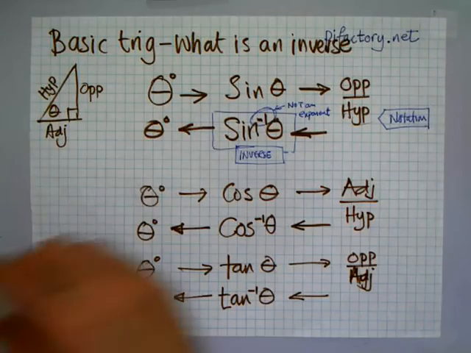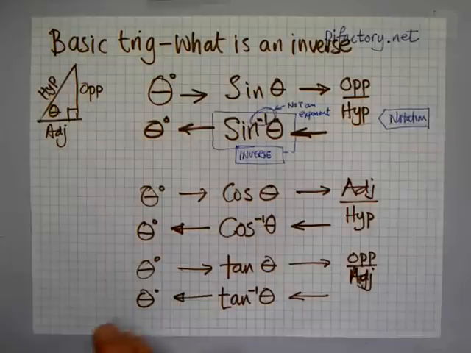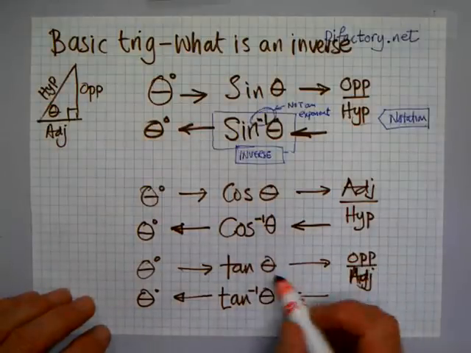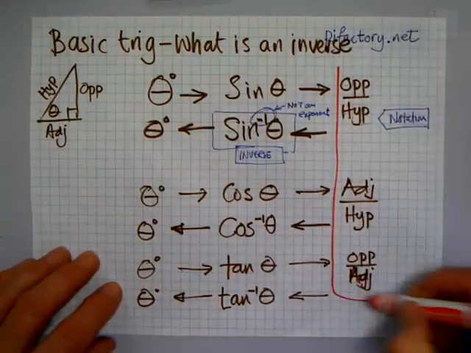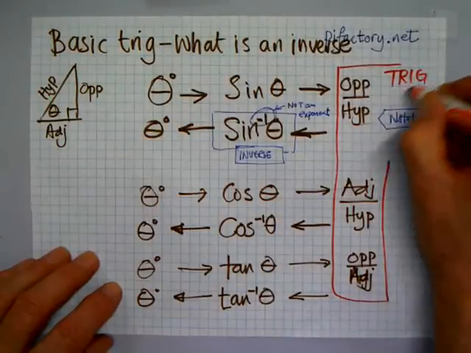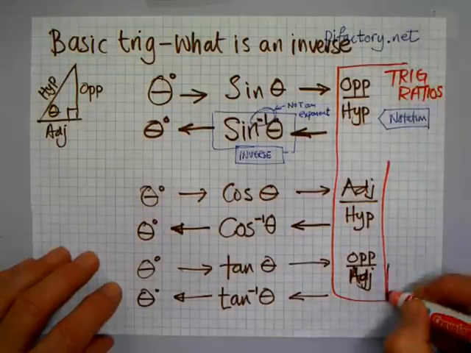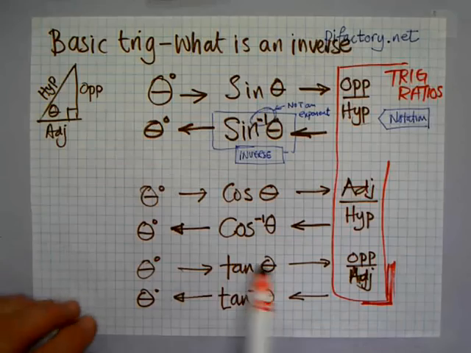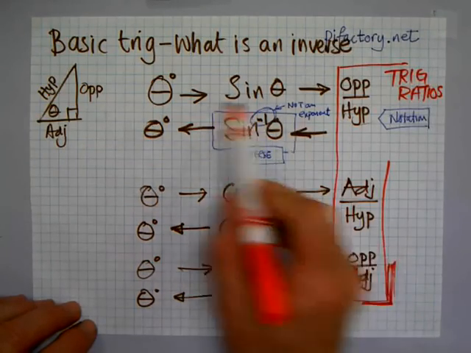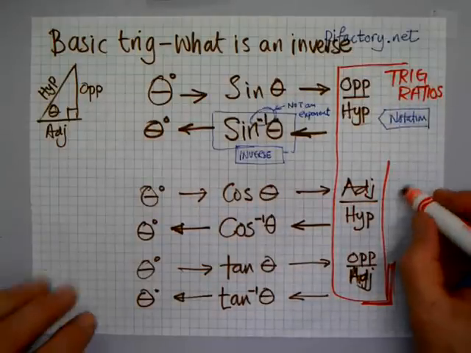So that's the way the inverse works. It effectively puts the calculator into reverse. So down here we've got our trig ratios. And the standard trig ratio going this way gives us our trig ratios.